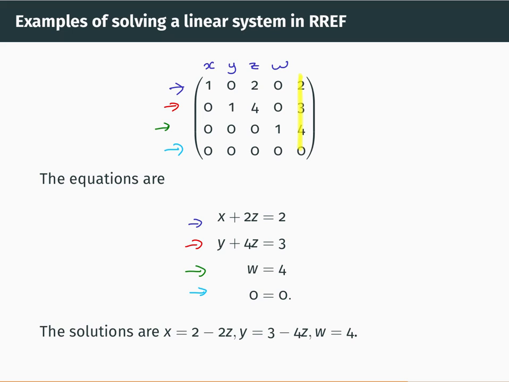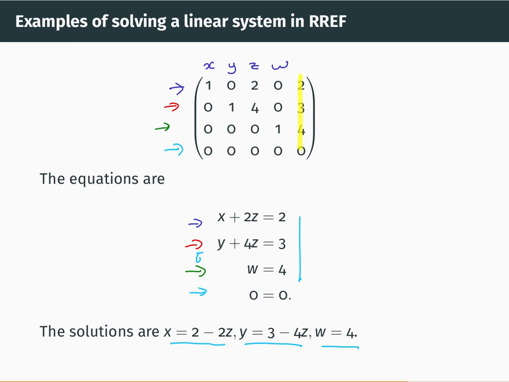It's clear that you can choose the value of the variable z freely, and once you've chosen that value of z freely, you then are in a situation where all of the other three variables are uniquely determined. Once you've chosen z, then you know that x is equal to 2 minus 2z, y is equal to 3 minus 4z, and w is equal to 4, just rearranging these three equations here.